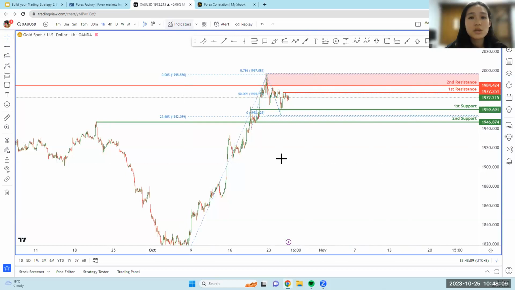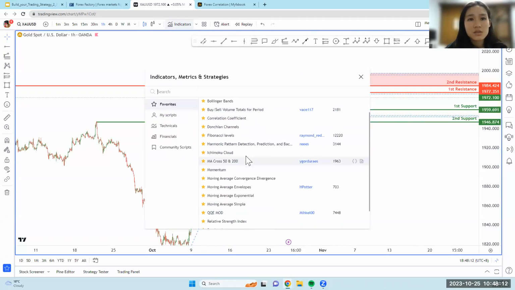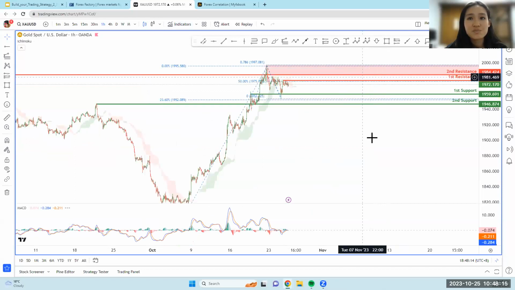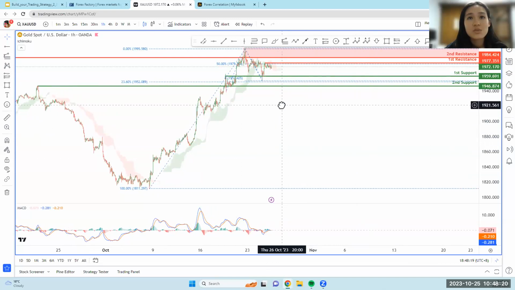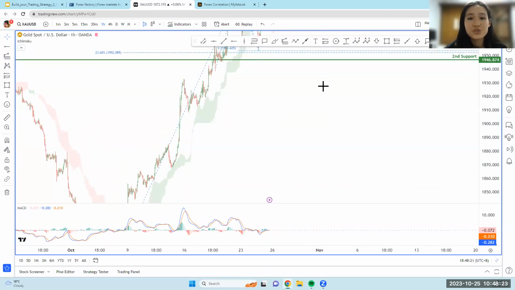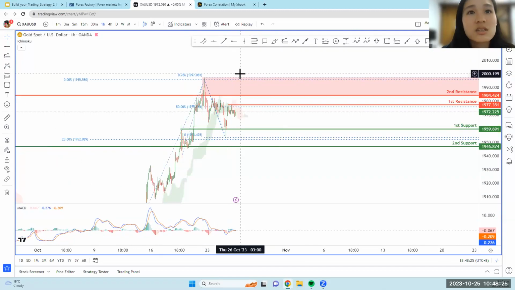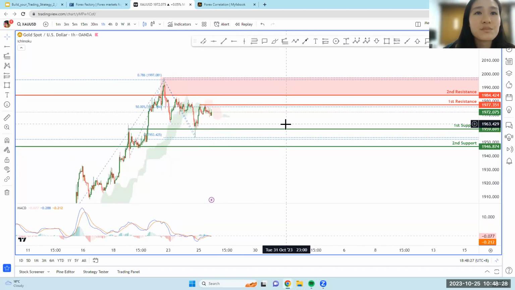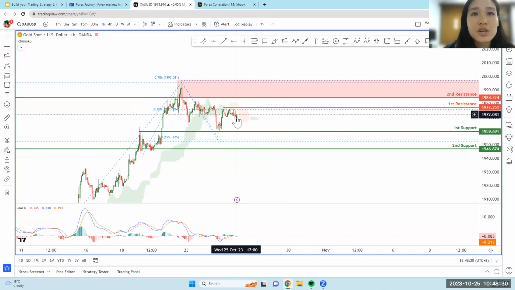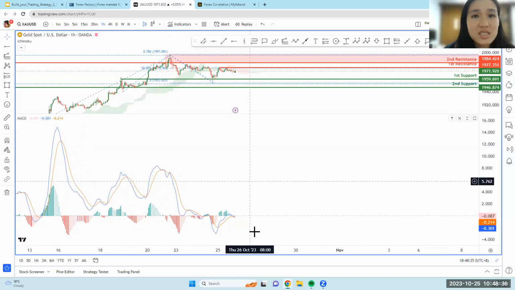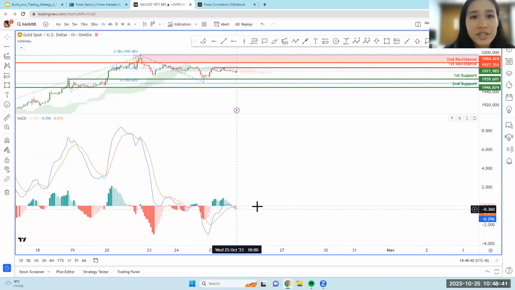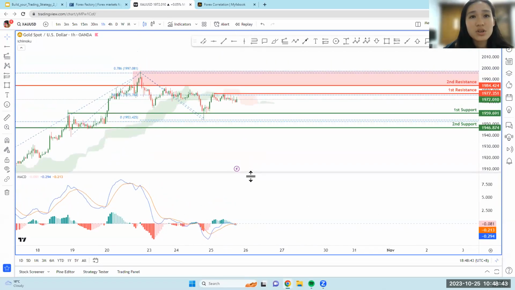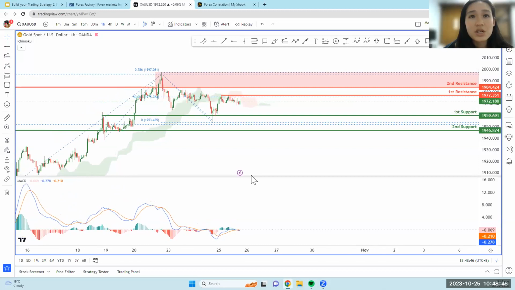Now I'm going to go in with some indicators. I like to use Ichimoku and MACD because at first glance it tells you exactly what the signals are. With Ichimoku, you can see price moving below the cloud. Let me see if I can zoom in. You can see price moving below the cloud, and on our MACD, price has already crossed over as well.